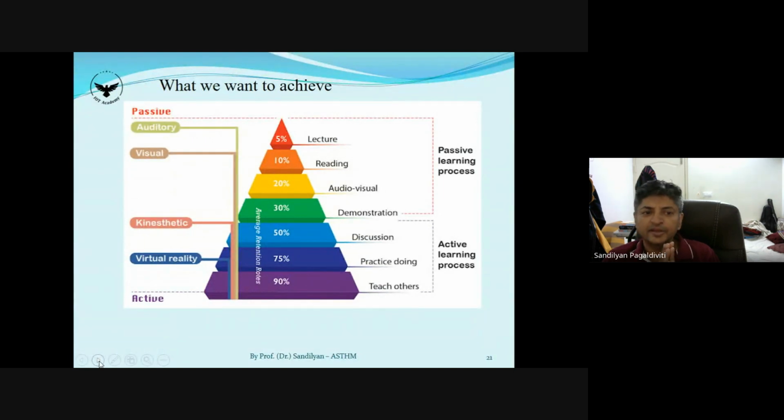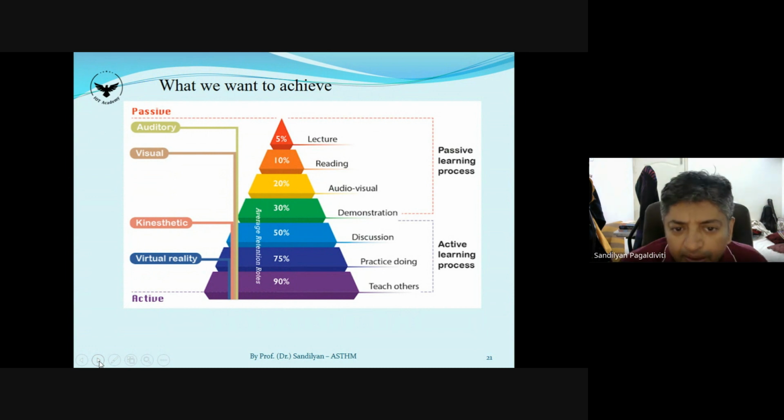Please look at the slide very carefully. If you see on the right hand side, there is something called passive learning process and there is something called active learning process. So I would suggest all the teachers to move out from the passive learning process into the active learning process as fast and as soon as possible.